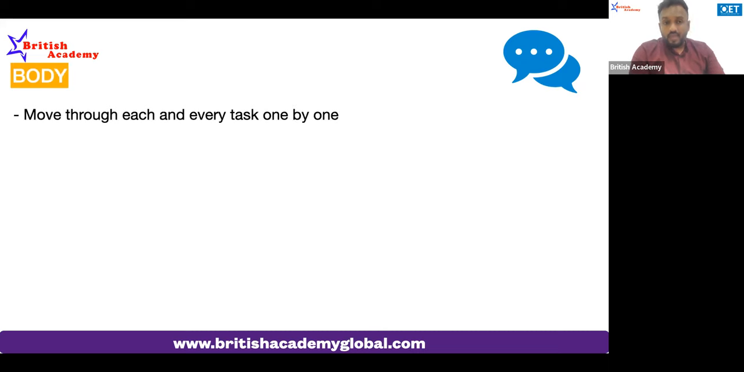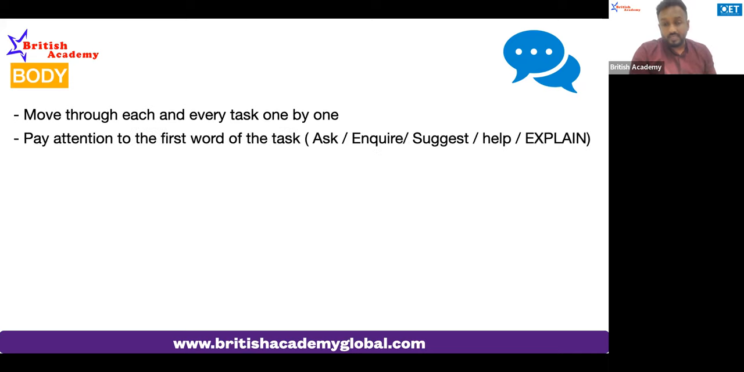Then we have the body, wherein we move through each and every task one by one. As I told you initially, you have to make sure that you perform each and every task, and pay attention to the first word of the task. The first word, which is a verb, which is an action, will tell you what you have to do with the task. This will make your job easy. You know what you have to do with the task. And it's always better to use a pen and paper and make some notes, make some points before you speak. So it shouldn't happen that midway, you search for words and you search for sentences.